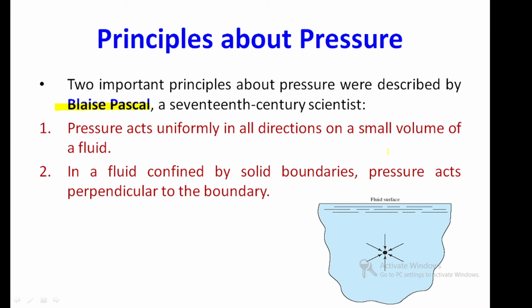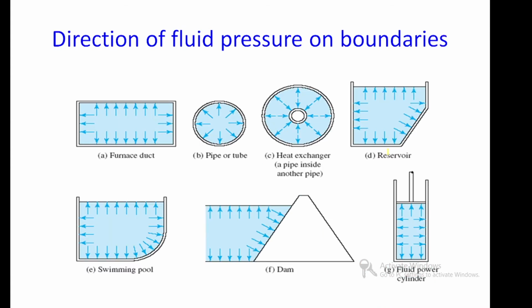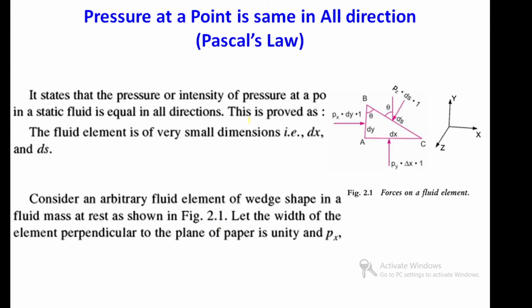What is the cross section of the boundary? Based on that, it will act perpendicularly, right? These are the various cross sections and how the force acts as the cross section varies. Curved shape, how the force is acting, and rectangular or square shape or inclined shape, how the force will be acting. See the diagram, right?